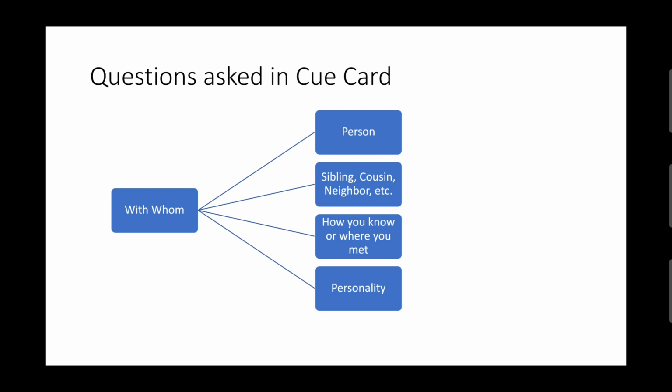Next is with whom. In this it is asked about the person with whom you went to any place, or with whom you went to any particular activity, with whom you went to some place or participated in any kind of sports. So in this you can describe a person, a sibling, cousin, neighbor, etc., how you know them or where you met, and about their personality. Remember, there are a lot of other variables too on which you can describe in your cue card.